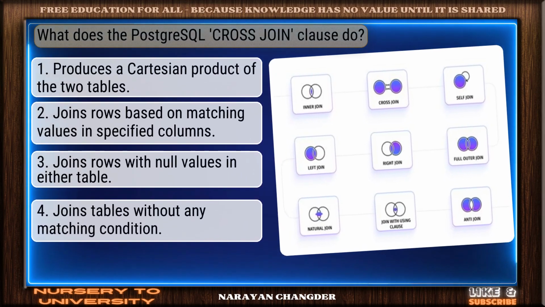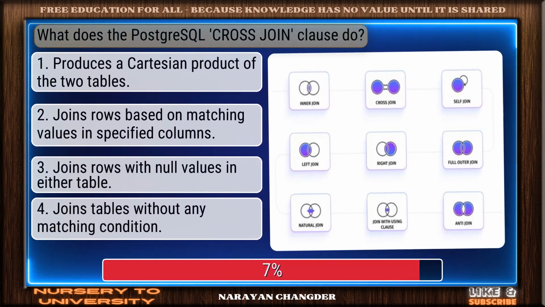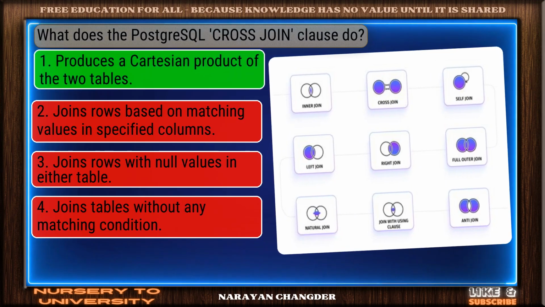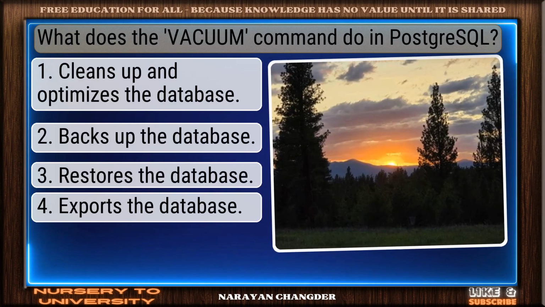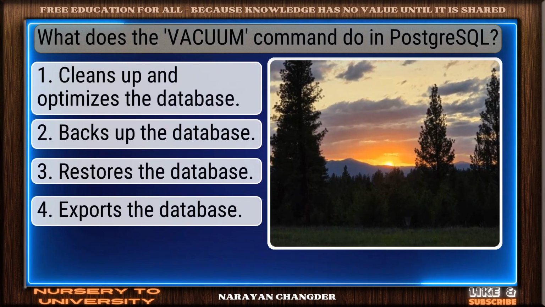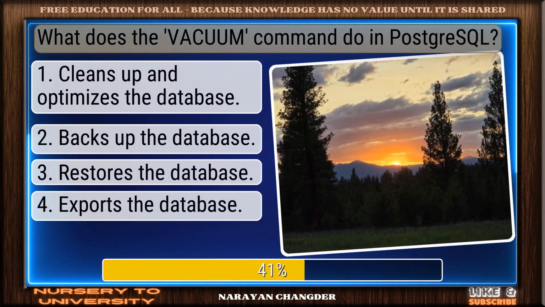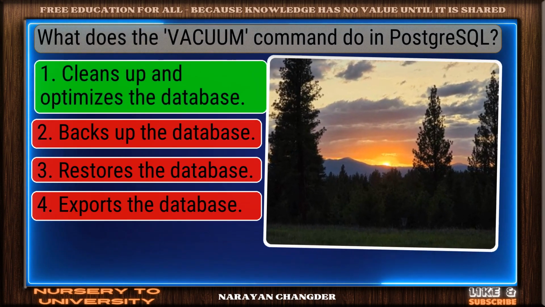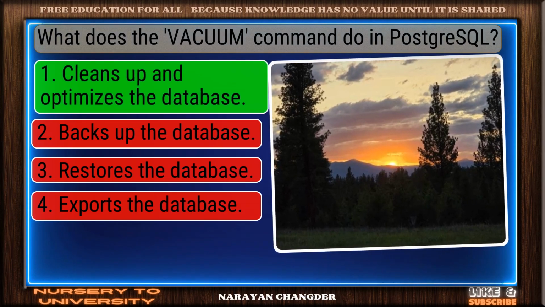Question number 69. What does the PostgreSQL cross join clause do? Right choice. Produces a Cartesian product of the two tables is the best answer. Question number 70. What does the vacuum command do in PostgreSQL? Excellent. Cleans up and optimizes the database is a brilliant choice.